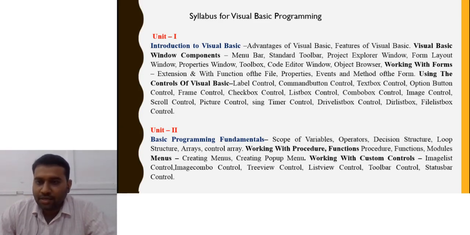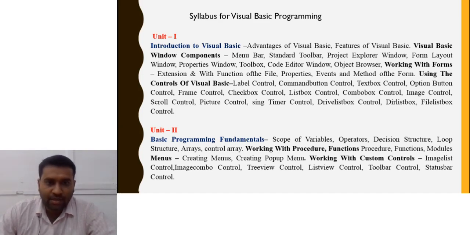In the second unit, you learn basic programming fundamentals, scope of the variable, various types of operators, arithmetic and bitwise operators. These operators you learn in the C and C++ syllabus. Then decision structure, loop structure, arrays, working with procedures and functions. Various types of functions are provided in Visual Basic.